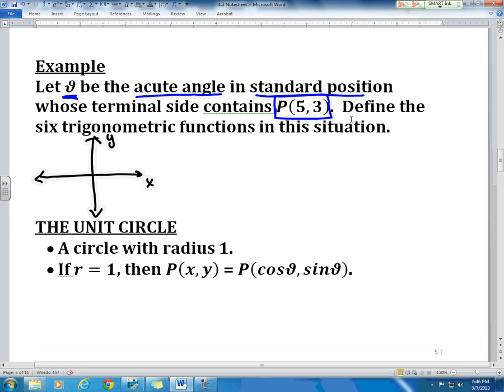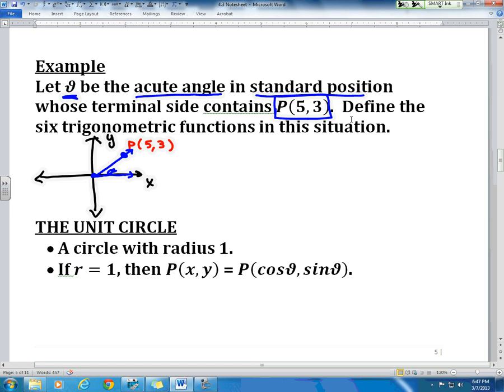So point P holds the coordinates 5, 3. You don't have to be accurate, just judge that 5, 3 might be out here. So this is point P and it holds the coordinates 5, 3. Based on this idea, we want to define the 6 trigonometric functions based on this scenario. So we know that there's some angle that can be created, this is theta, that passes through this point. It's in standard position. So here's this point P, and this is angle theta. If I drop that altitude down, we would create that right triangle.